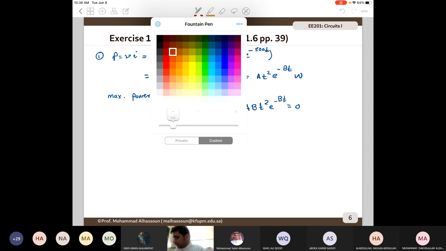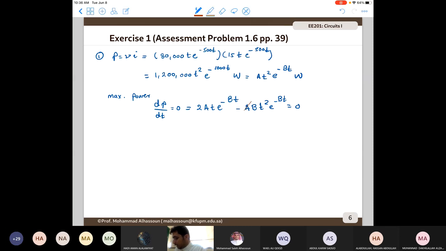There's some calculation here. A is cancelled. T will go with t squared. This will be cancelled, and you will end up with dp by dt equals to zero, so t will be 2 divided by B, which is 2 divided by 1,000, which is 2 milliseconds.